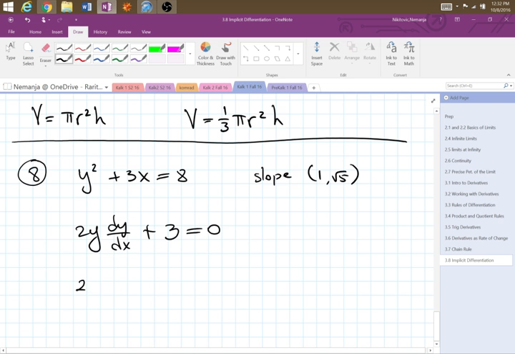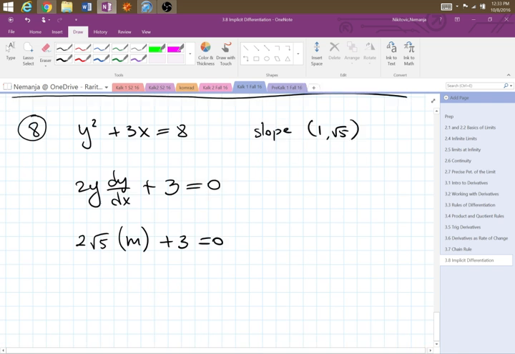2 times square root of 5. This becomes m plus 3. It's much easier to do it this way when you have multiple y's, dy/dx's, sorry, to replace everything in instantly.